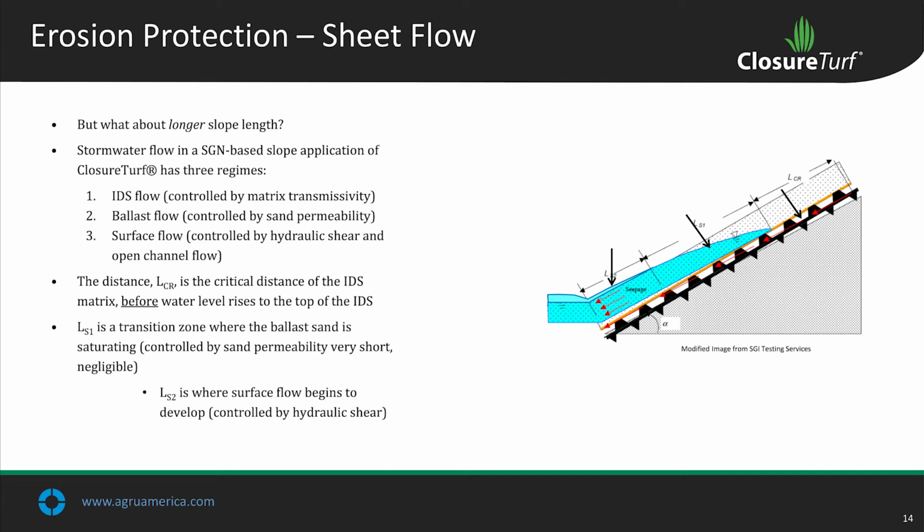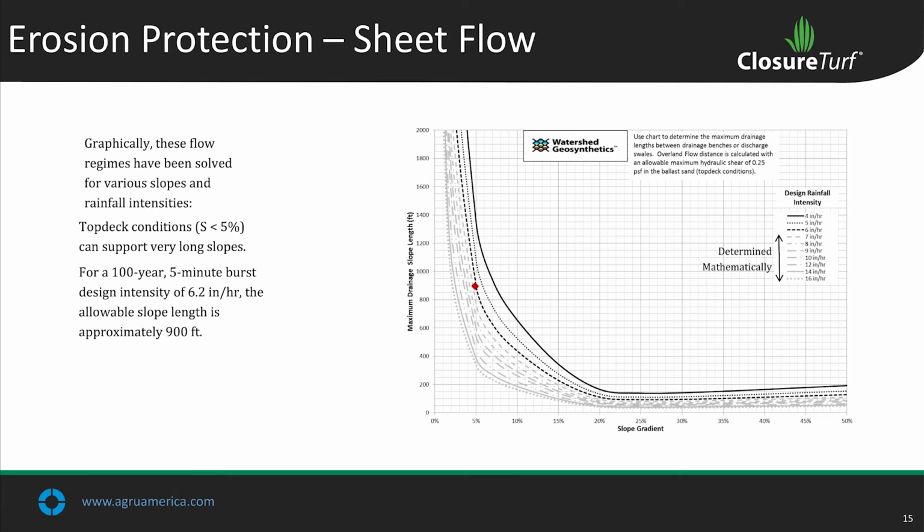The distance, L sub CR, is the critical distance of the integrated drainage system matrix, or say before water level rises to the top of the integrated drainage system. L sub S1 is a transition zone where the ballast sand is saturating, controlled by sand permeability. That's very short, you can neglect it. L sub S2 is where the surface flow begins to develop, and this is controlled by the hydraulic shear capacity of the system.